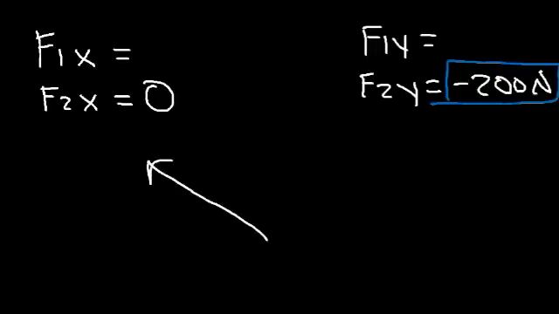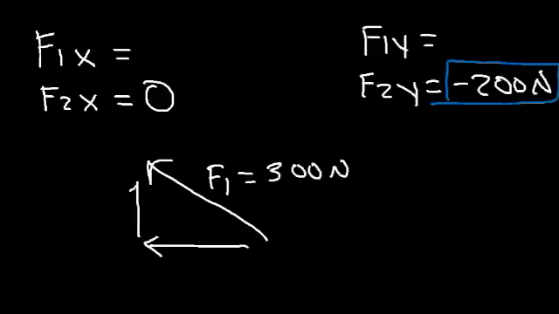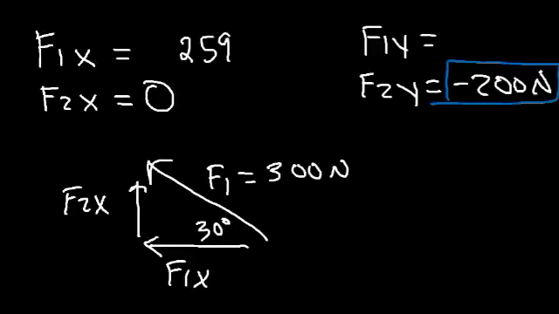Now let's focus on F1. F1 is going in this direction, and it has a magnitude of 300 newtons. So if we draw a triangle, we have a 30-degree reference angle, and we could find F1x and F1y. So F1x is going to be 300 cosine 30. 300 cosine 30 is about 259.8. Now notice that this is going in the negative x direction. F1x is going to the left. So therefore, F1x is negative.